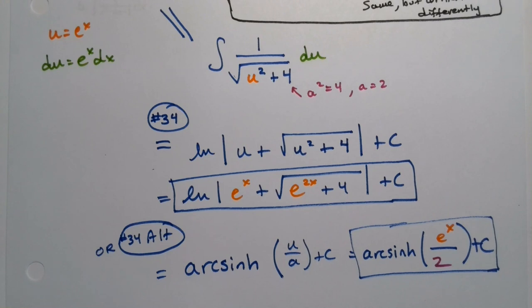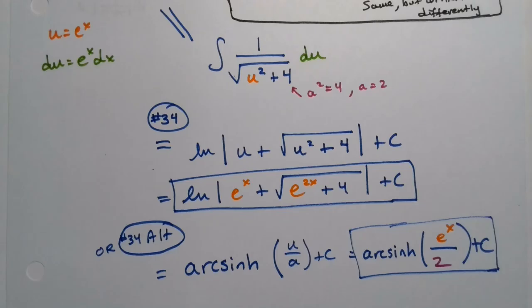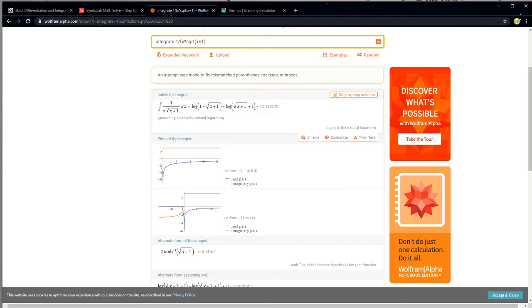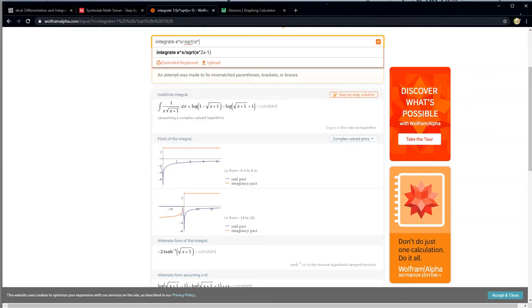And if we want to check ourselves, I could check myself in Maple. Why not? All right, so if I'm going to check myself in Maple, it would be the, oh, you know what? You guys don't have access to Maple, so let me use Wolfram Alpha instead, just to give you guys something. All right, so I'm going to integrate e to the x divided by square root of e to the 2x plus 4.